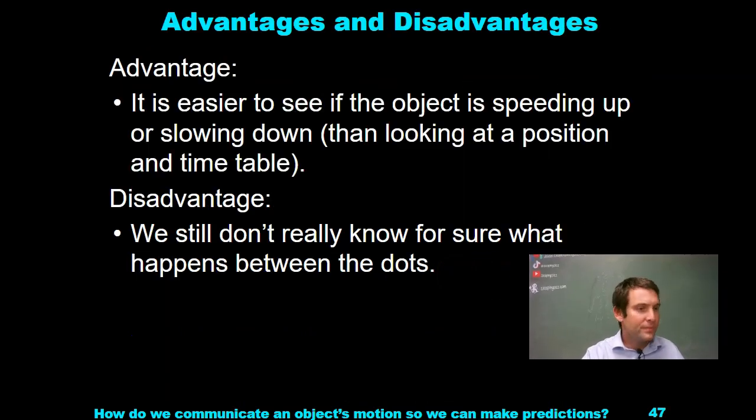The advantage here is that it's easier to see if the object is speeding up or slowing down, just by looking at the proximity of each dot to the next one. The disadvantage is that we still really don't know for sure what's happening in between the dots. We can just kind of fill it in with what we expect would be happening.